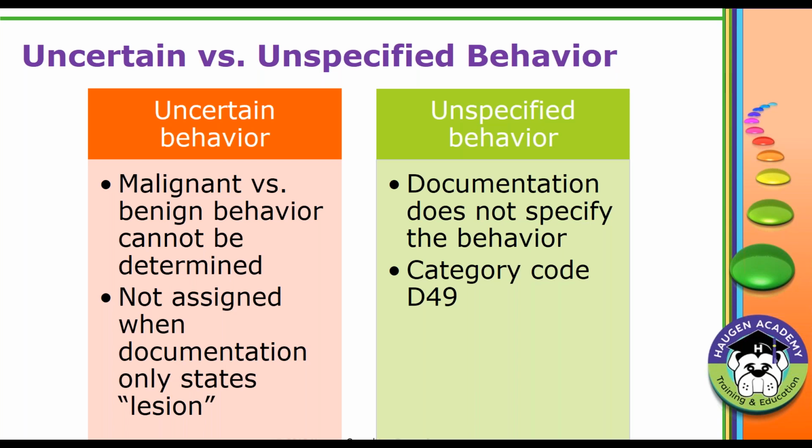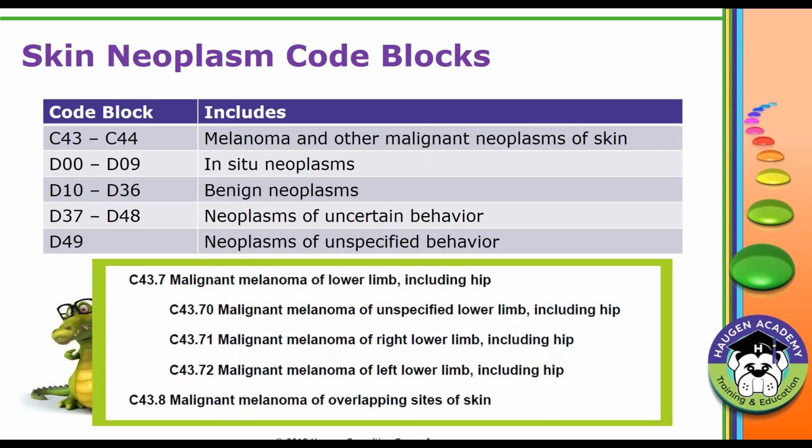Unspecified behavior is category code D49. This is just assigned when the behavior or the morphology is not documented. That lack of documentation should be rare, but it does occur, like if the patient's transferred and they don't have all the records yet. That's a good example of unspecified behavior codes. These are not all the code blocks for Chapter 2 for the Neoplasm Table, but here are the code blocks that you will most likely be using for your skin neoplasms. And you can see those there.